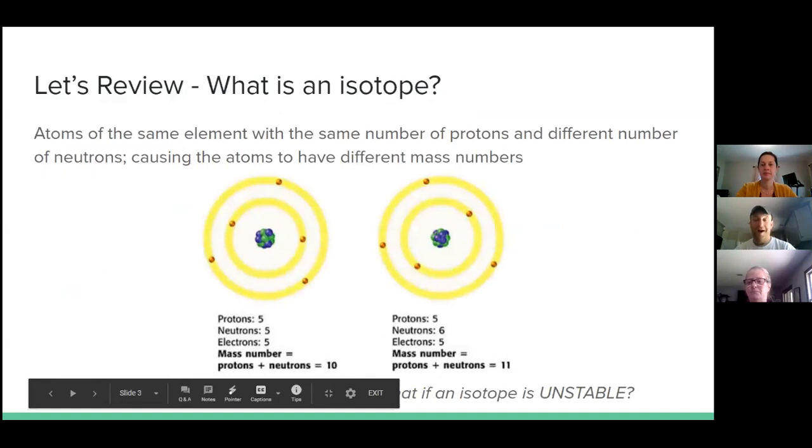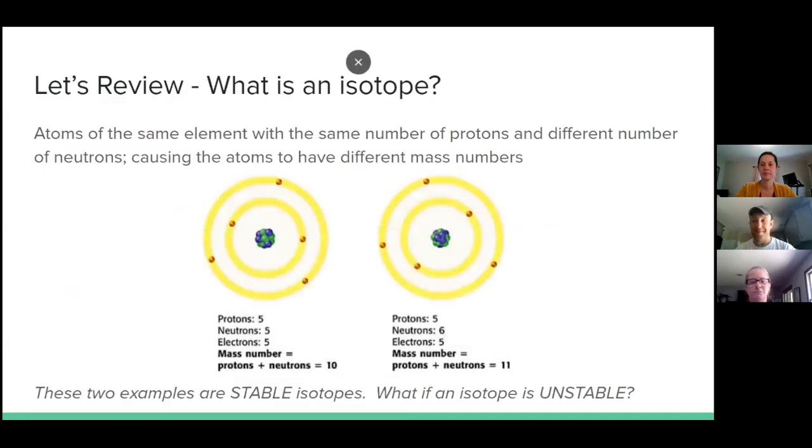Okay, so Ms. Ashburn led right to what is an isotope. So remember, the definition is that it's an atom that has the same number of protons, but a different number of neutrons. So what eventually happens is that because of the different number of neutrons, the atomic mass is going to be different.